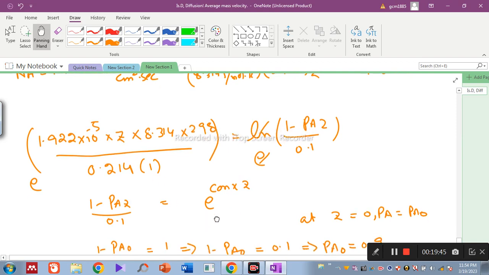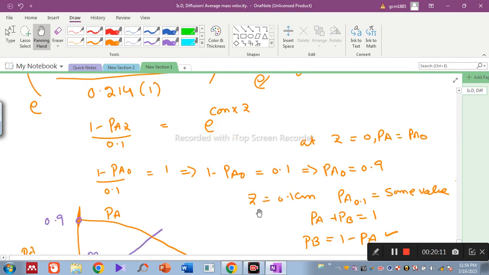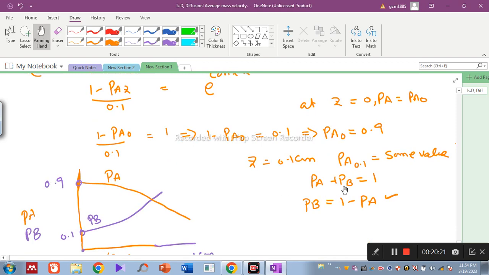So when Z is equal to 0, this term, the power, will be 0, and e to the power 0 will be equal to 1. So P minus P_A at Z equal to 0 will be 0.1. So when Z is equal to 0, P_A will be equal to P_A0, and P_A0 will be equal to 0.9, which we have already obtained. Now when Z is equal to 0.1, we will obtain some value of P_A. Now how will we obtain the P_B?